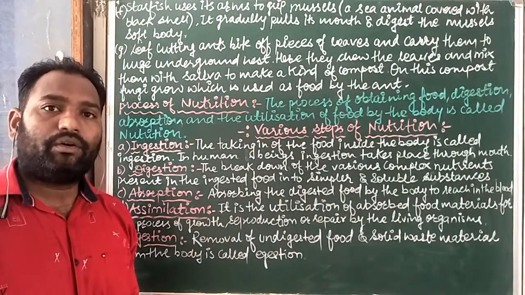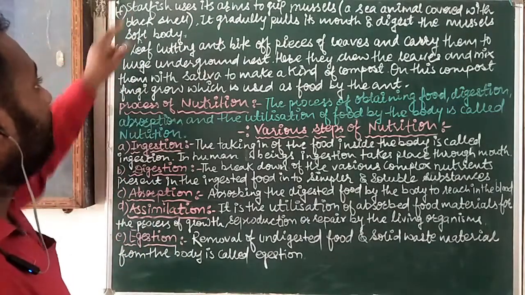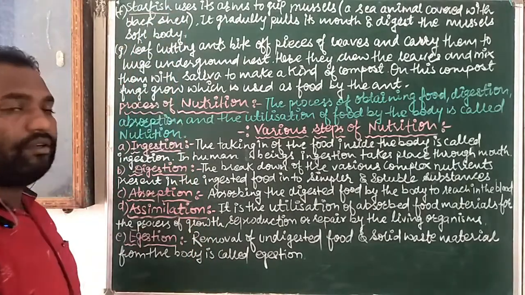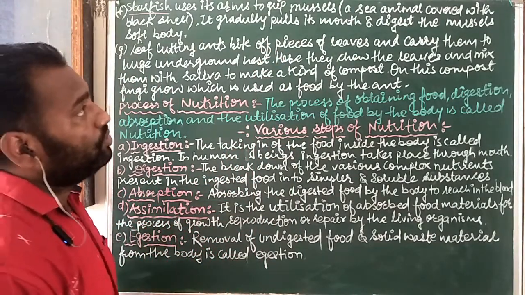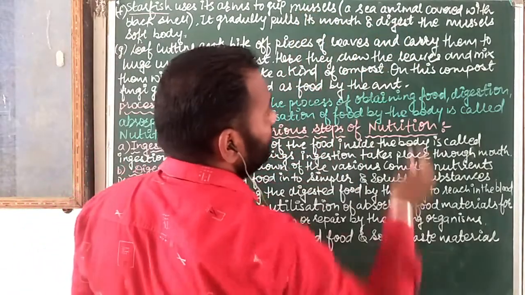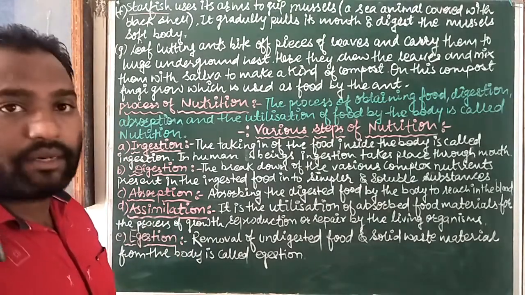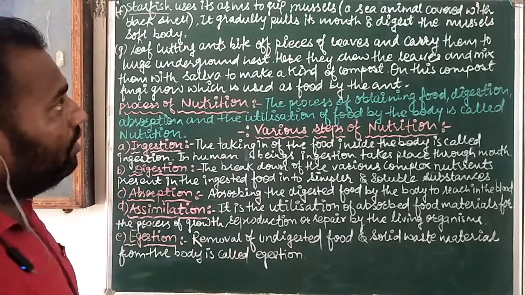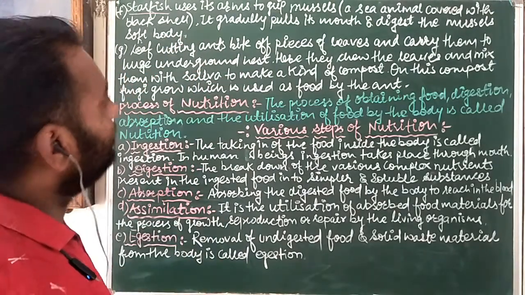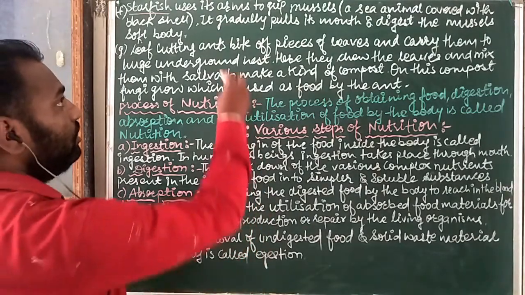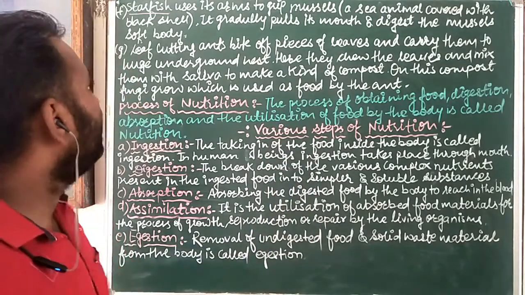Now students, we can see some more food habits of different animals, like the starfish. Starfish are found in the sea and use their arms to grip mussels. Starfish have many arms to grip mussels. A mussel is a sea animal covered with a black shell. It is the food of the starfish. The starfish gradually pulls the shell open with its mouth and digests the mussel's soft body.